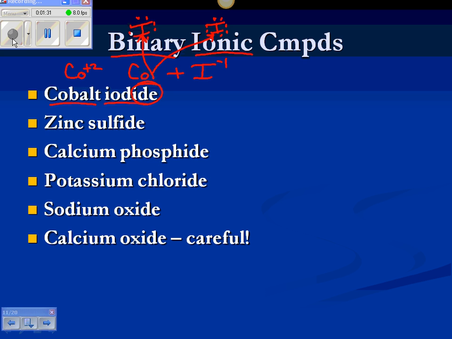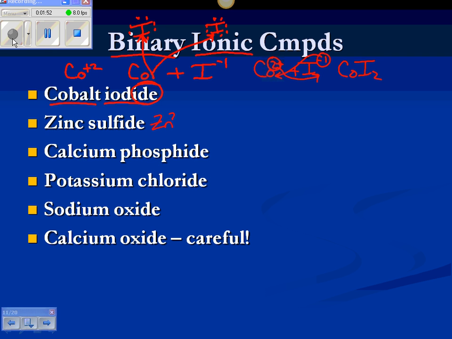So if I combine this Co with a 2 plus charge with iodide with a -1 charge, we can use a swap and drop method. The 2 will go down here, the 1 will go over here. So it'll become CoI2, cobalt iodide.